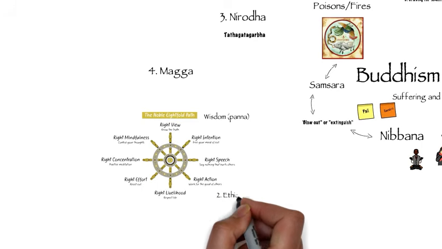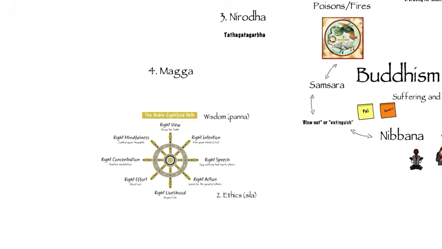The second section is ethics, or sila. This consists of right speech, speaking truthfully in a helpful, positive way, avoiding lying or gossiping about others. The second element is right action, behaving in a peaceful, ethical way, avoiding acts such as stealing, harming others, or overindulging in sensual pleasures. This includes following something called the 5 precepts.